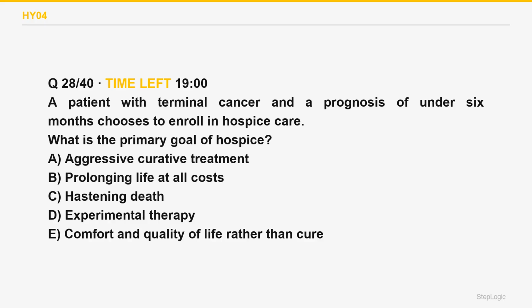What is the primary goal of hospice? A patient with terminal cancer and a prognosis of under 6 months chooses to enroll in hospice care. Read the command. The goal of hospice. Comfort and quality of life, not cure.